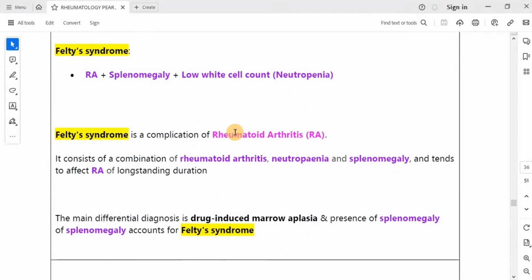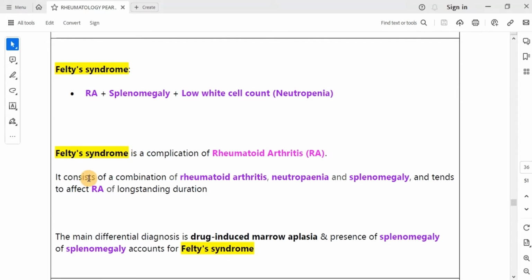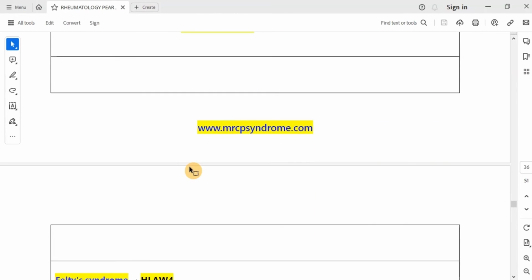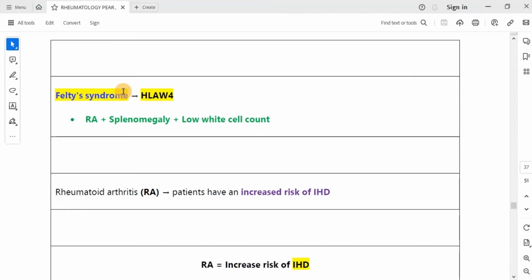Felty's syndrome is a complication of rheumatoid arthritis. It consists of a combination of rheumatoid arthritis, neutropenia, and splenomegaly, and tends to affect rheumatoid arthritis of long-standing duration. Felty's syndrome is never seen in the initial stages of rheumatoid arthritis. It can only be seen after prolonged or long-standing duration. The main differential diagnosis is drug-induced marrow aplasia, and the presence of splenomegaly accounts for Felty's syndrome. Felty's syndrome also has HLA-DR4 positivity.